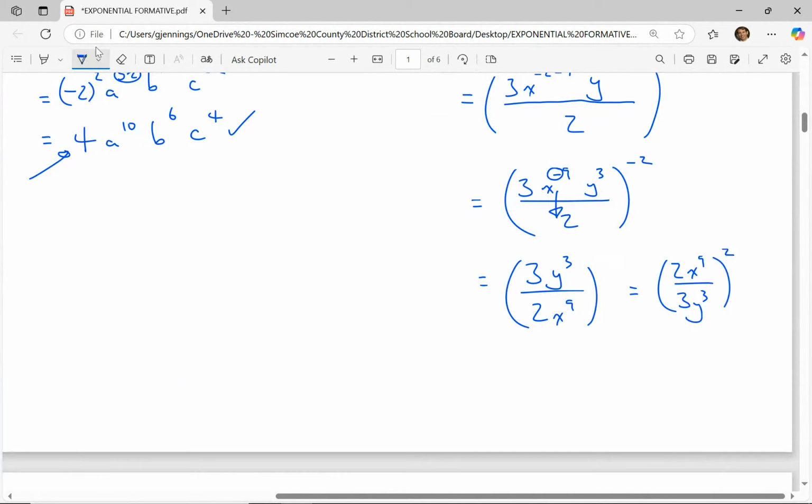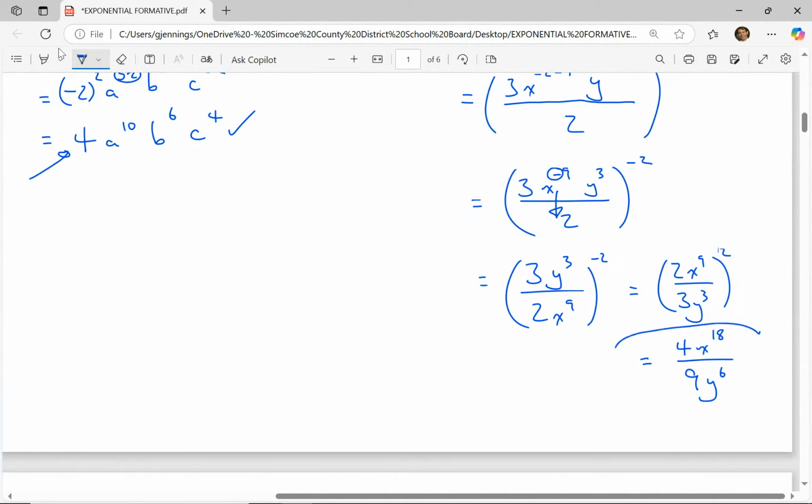So that's going to be 4x to the 18 over 9y to the 6. Why? Because we have 2 to the power 2. Here we multiply the exponents, so 9 times 2 is 18. Here we have 3 to the power 2, which is 9. And here we have 2 times 3, which is 6. That's our exponent there. So that's how that one gets evaluated. Let's put our 2 back. Circle it. It's your final answer. You're very proud of it. Circle this one too.